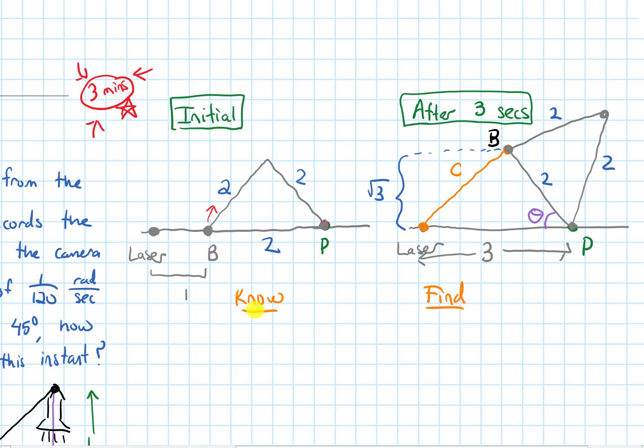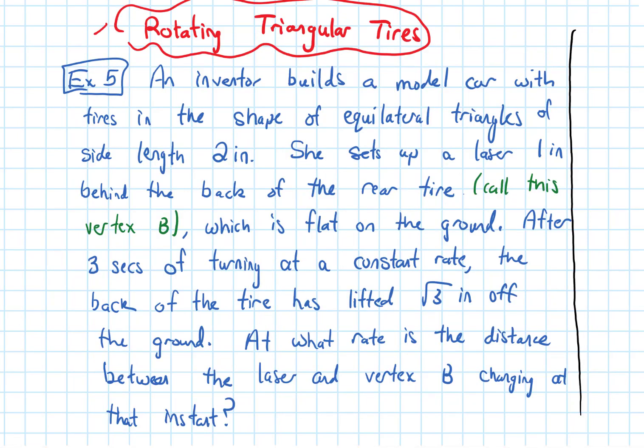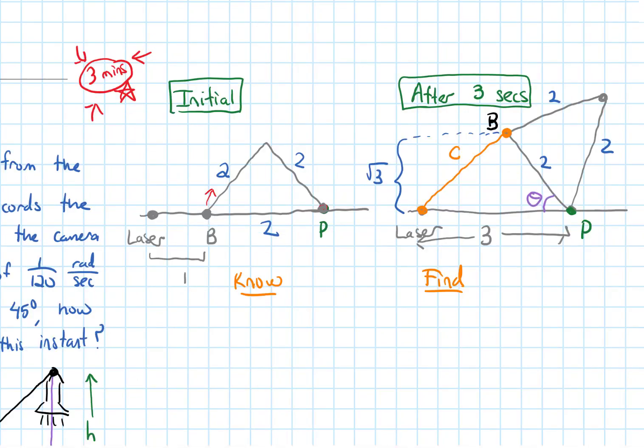Okay, so the rate that we know actually has to do with the angle. Because the problem tells me that the tire is turning at a constant rate, and that after 3 seconds of turning, some amount of time elapses, it tells me how much it is lifted. So maybe I can use that to figure out what d theta dt is. All right, so we know d theta dt, at least we'll be able to figure it out.